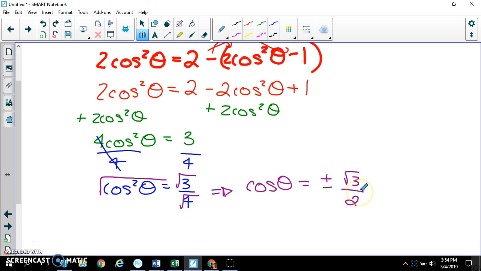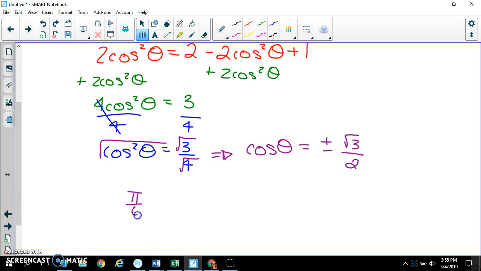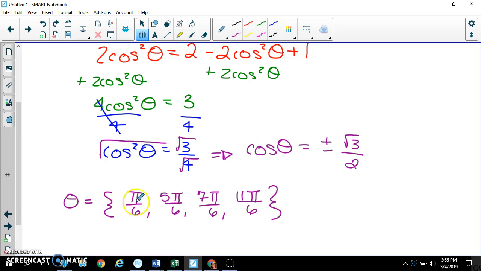So that's when I take out my unit circle and I look at it and I see every single time that cosine is equal to plus or minus square root 3 over 2. And on my unit circle, that's going to be at pi over 6, 5 pi over 6, 7 pi over 6, and 11 pi over 6. That is going to be my value for theta. So that is your solution. This is your answer right here.